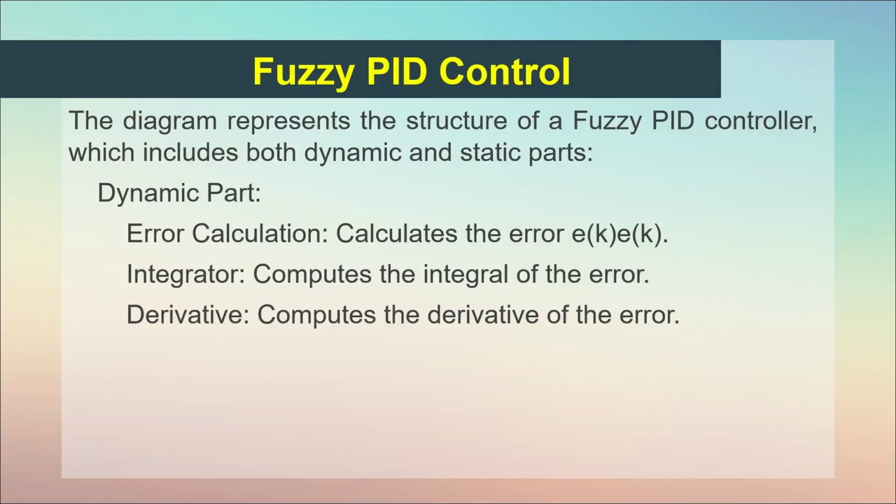It calculates the error e(k), it computes the integral of the error, and it computes the derivative of the error. So, this is very dynamic in nature. That means when the system is operating, the values keep getting updated.